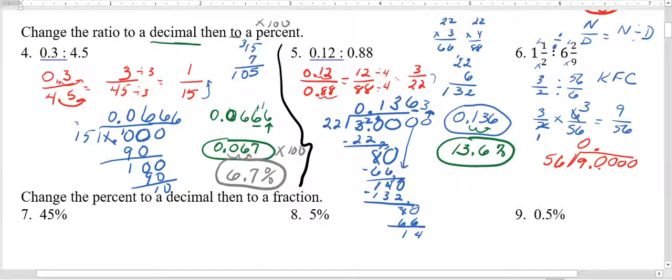56 will go into 90 one time. So I have 56, and then I've got to subtract. I've got to borrow. 10 minus 6 is 4. 8 minus 5 is 3. And I'll bring down my 0. And then I'm going to look, 56 goes into 340, and I'm going to say probably about 6 times.